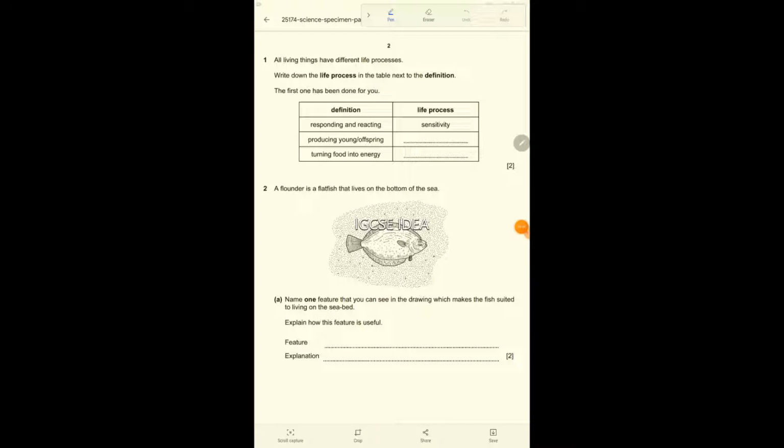All living things have different life processes. Write down the life processes in the table next to the definition. The first one has been done for you. Definition: life process: responding and reacting. Sensitivity. Producing young offspring: Reproduction. Turning food into energy: Respiration.